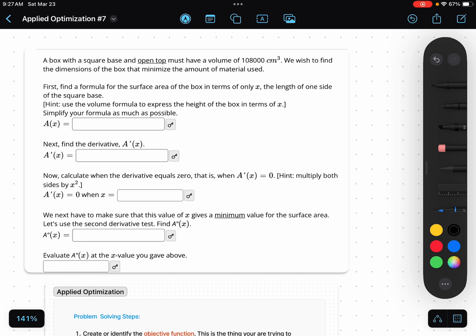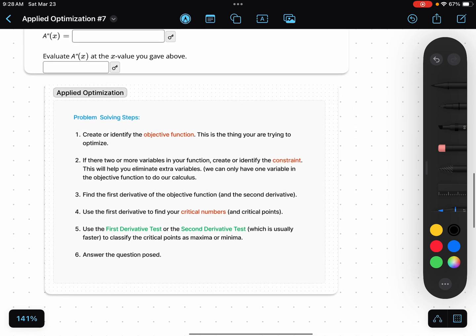We're going to find the derivative. Then we're going to set that derivative equal to 0 and find our critical number. And then to make sure we find that minimum, we are going to use the second derivative, okay? So that's our plan. Now, let's just see how that fits with what we had for our written out steps.